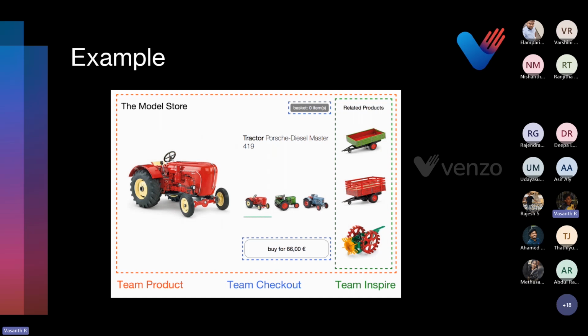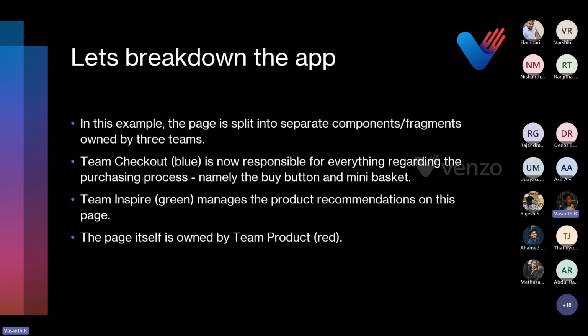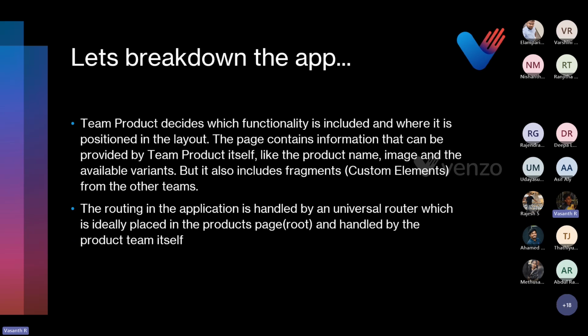The entire application is managed by team product, meaning team product will be deciding which component is placed where. Like this inspire component can be placed at the bottom, or on the right-hand side, or the left-hand side, or top. This layout, where these components need to be placed, is decided by the product team. Breaking down the app was what I said. The team product decides which functionalities are included where, and it owns the layout. You might have a doubt how the routing is handled. The routing itself is placed in the base application. Here we can say it is the product page, where the product team itself handles the routing based on the inputs from the other applications.